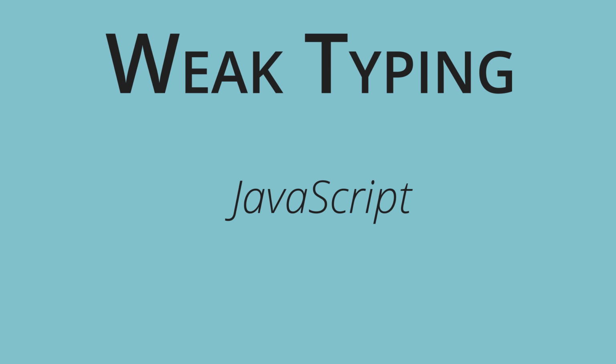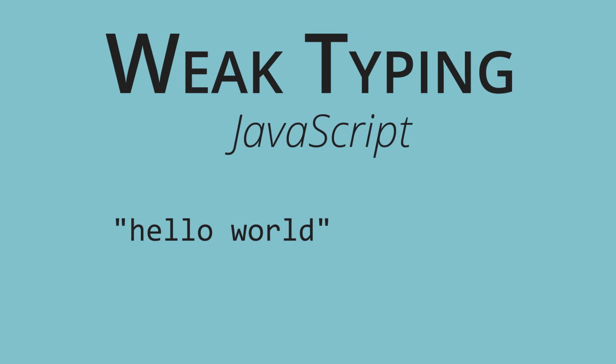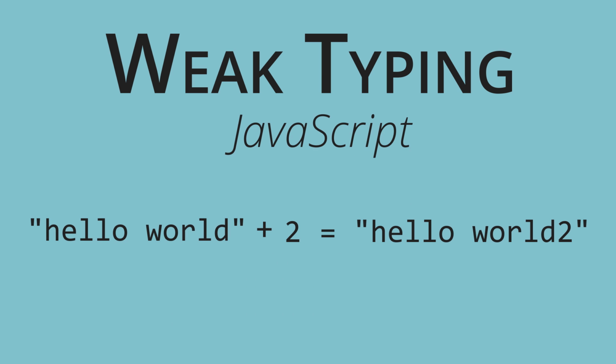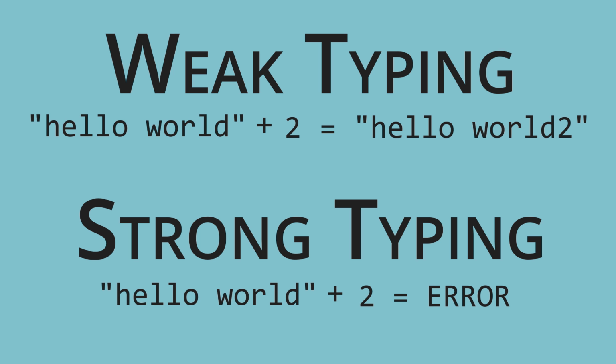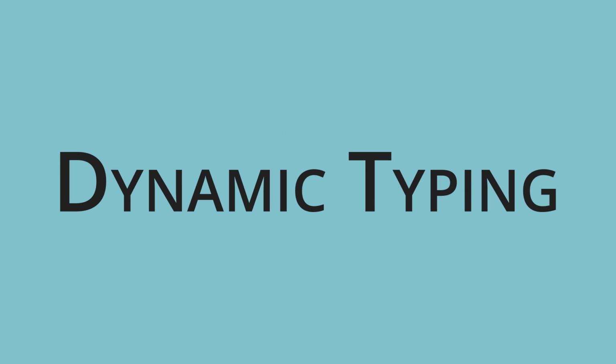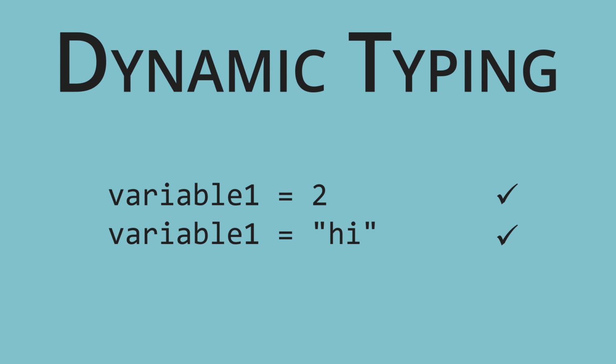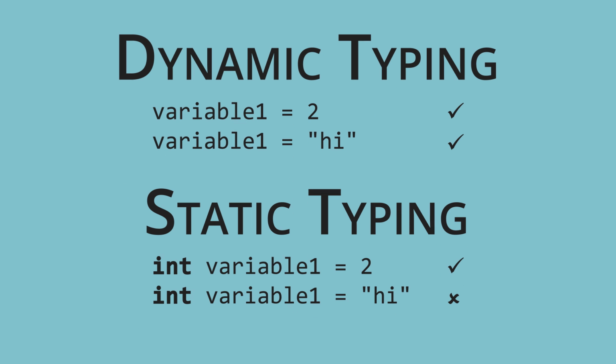For example, in JavaScript, a weakly typed language, if you tried to sum hello world and 2, you would not get an error, but would instead obtain hello world 2. A weakly typed language tries to make a meaningful result of the operation you request. A strongly typed one prefers not to take a guess. Conversely, a dynamically typed language like Python does not need to know what kind of data a variable will contain, whereas a statically typed language like C wants to be told in advance.